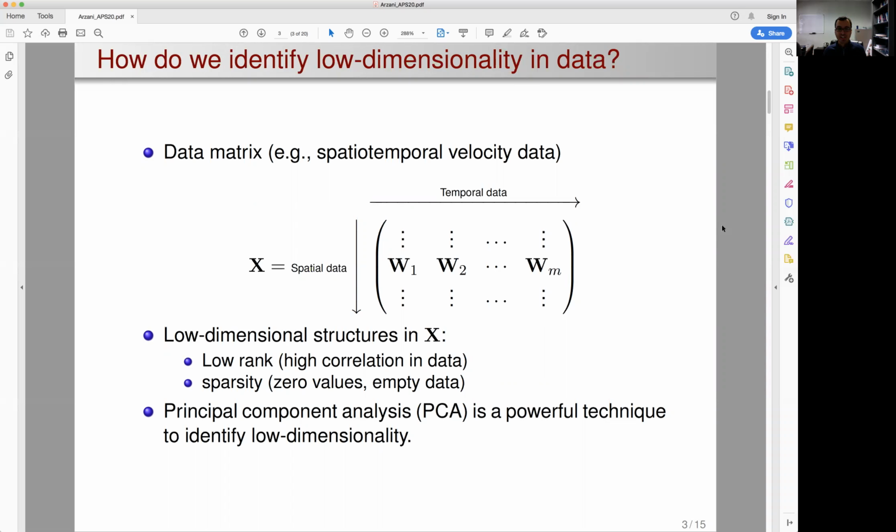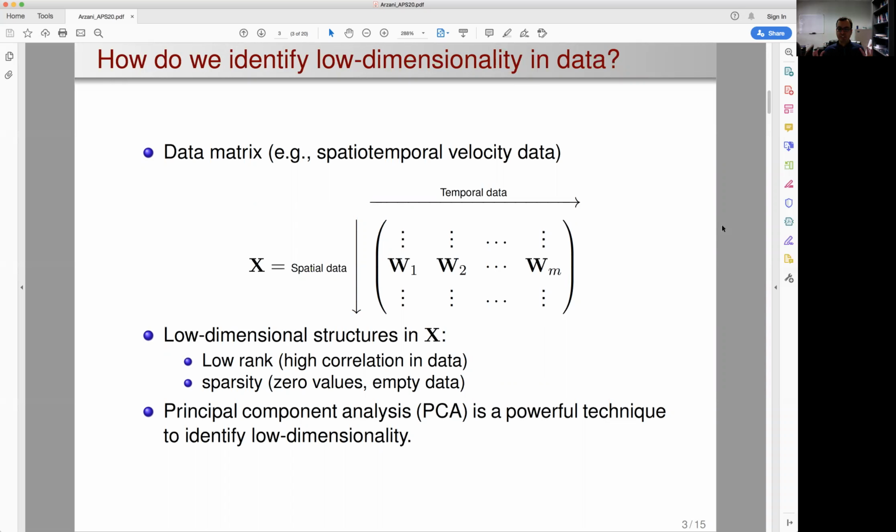Let's first take our spatial temporal blood flow data and stack them into a data matrix X. In data matrix X, for every column we're placing the temporal velocity data, and the rows represent our spatial data. This could be velocity or wall shear stress or anything that we're interested in. Then the goal is to identify low dimensionality in this data structure.